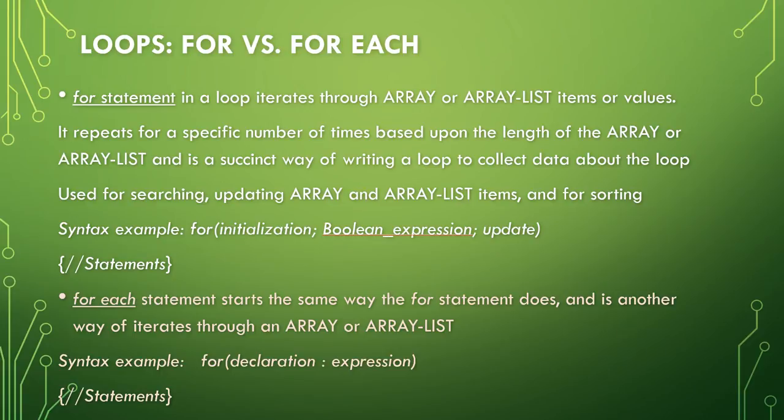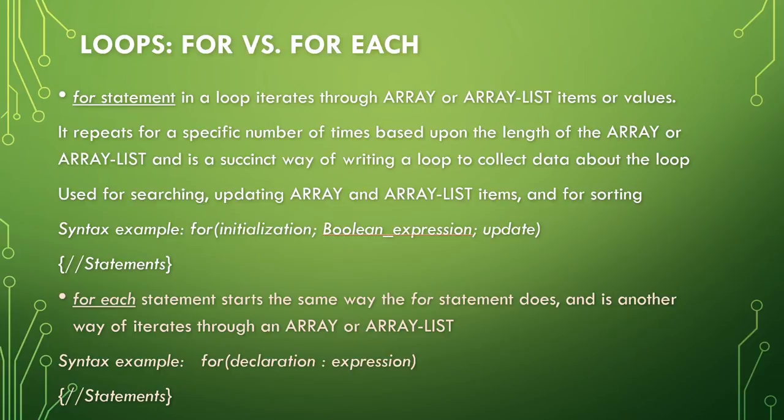A for loop iterates through the items or values of an array or an array list, and it repeats a specific number of times based upon the length of the array or array list. It's really a succinct way of writing a loop to collect data, and it can be used for searching, updating array and array list items, and for sorting. And there's the syntax for that.